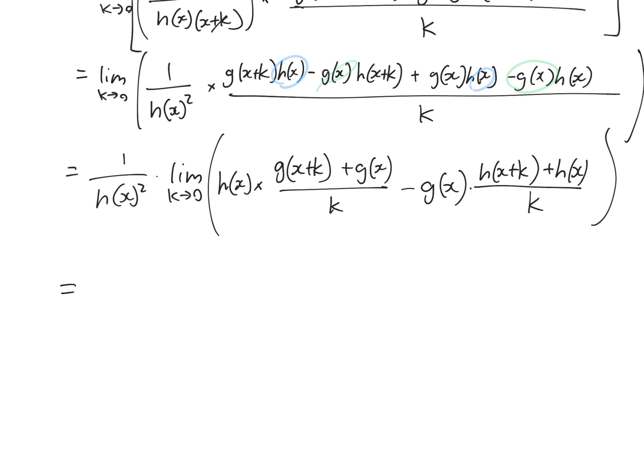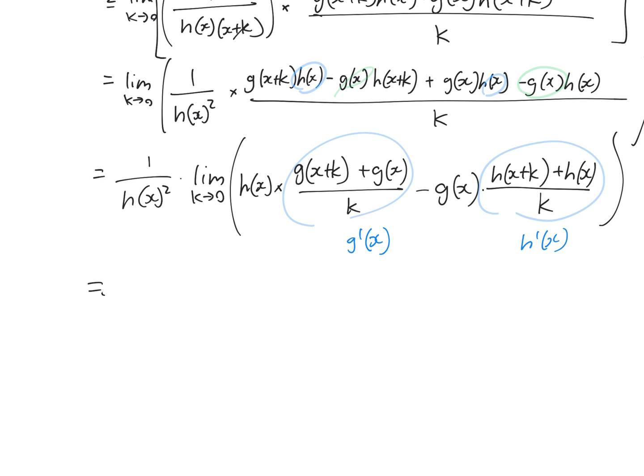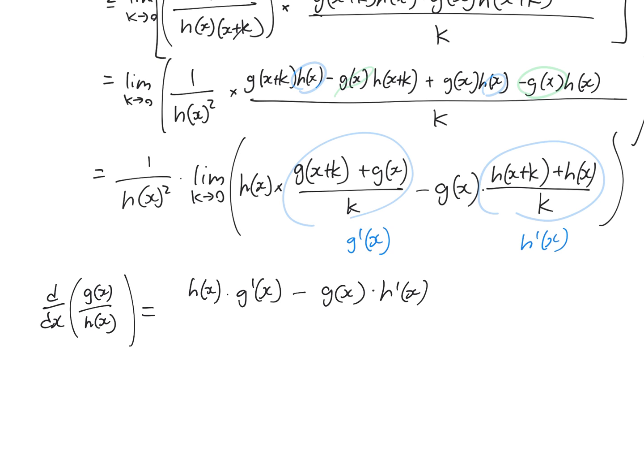Let's just write the notes. This is equal to g dash of x, and this is equal to h dash of x. Hey, there we go. So we can say that the derivative d over dx of g of x over h of x is equal to h of x times g dash of x minus g of x times h dash of x, over h of x squared. And this completes the proof. Yay!